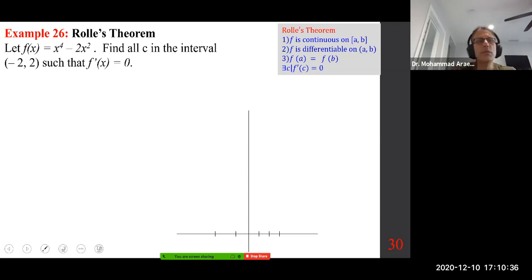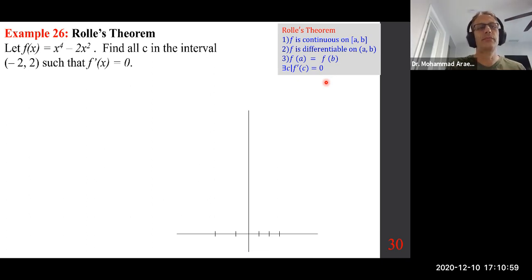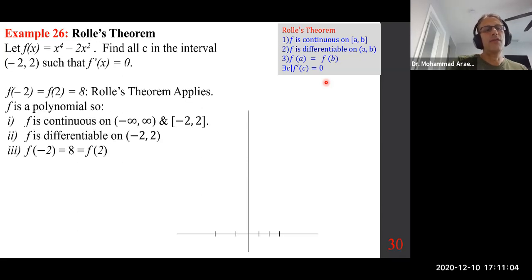Rolle's theorem. Rolle's theorem says, okay, if we have a function continuous on a closed interval, and differentiable on an open interval, and if f of a equals f of b, then we can set f prime of c equals 0 and solve it. That's really the meaning of it. Therefore, you have to show all of that. You can't just go to the last step. Okay, so f of minus 2 equals f of 2. You plug in and you show that both of them are equal to 8.